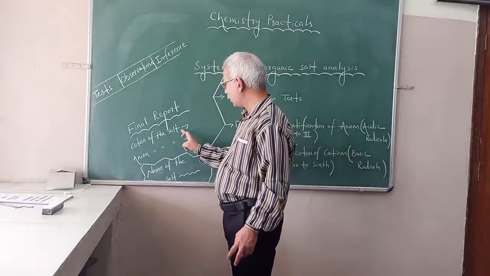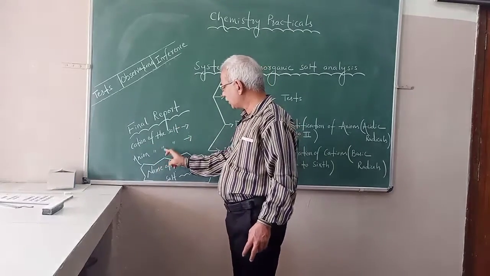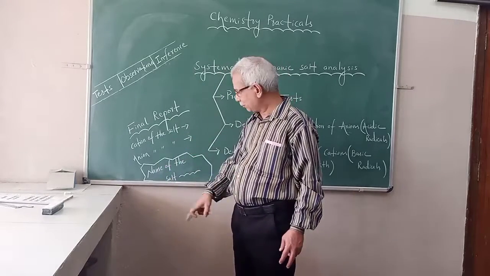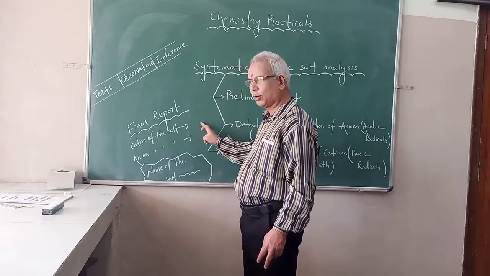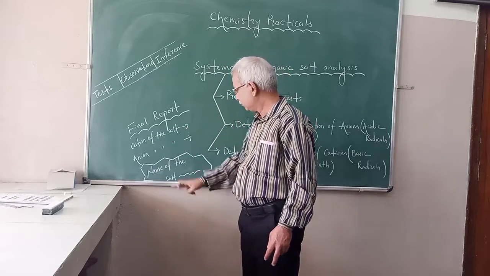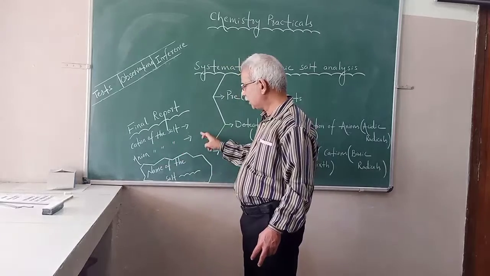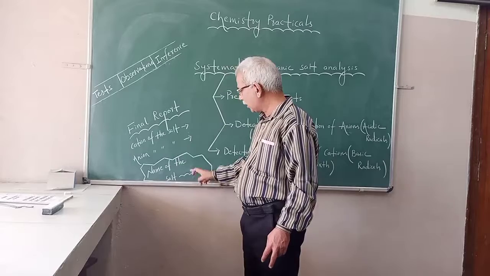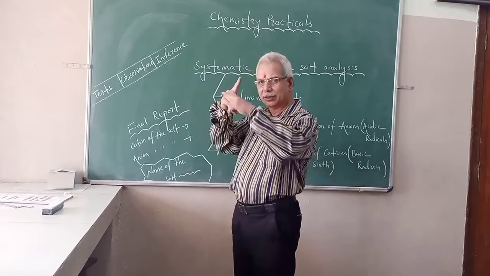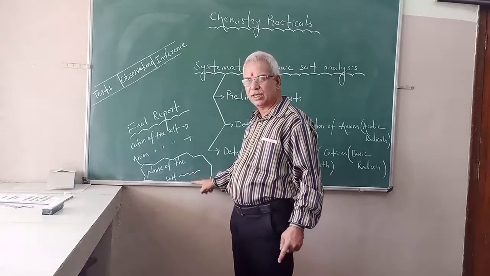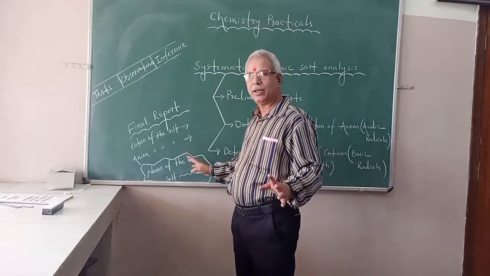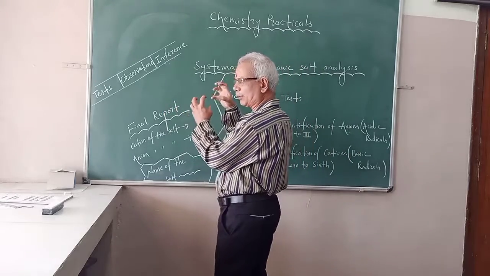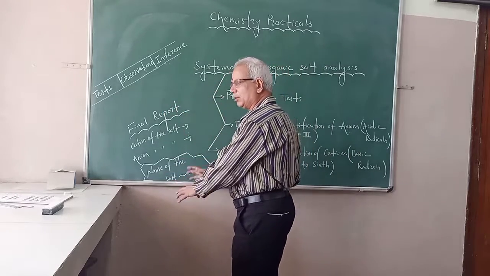Write down the cation of the salt, the anion of the salt, and the name of the salt. Today's report: cation of the salt is NH4 1 plus, ammonium cation. Anion of the salt is Cl minus, chloride anion. So the name of the salt is NH4 Cl, ammonium chloride. In this way, whatever you have done, you have to write down and maintain the observation notebook. Then at the end you conclude.